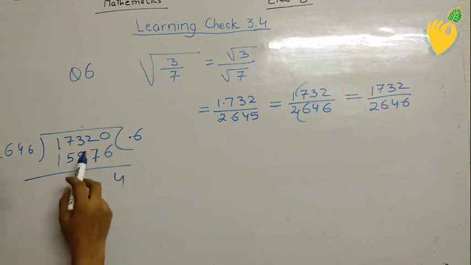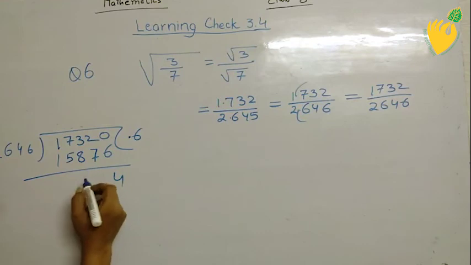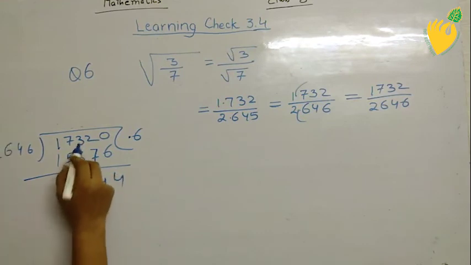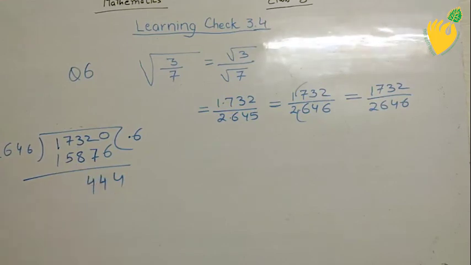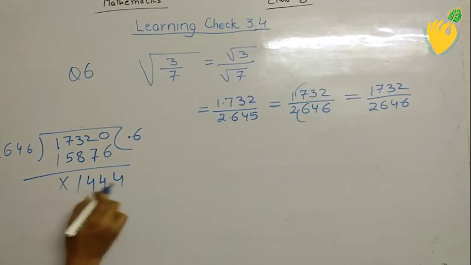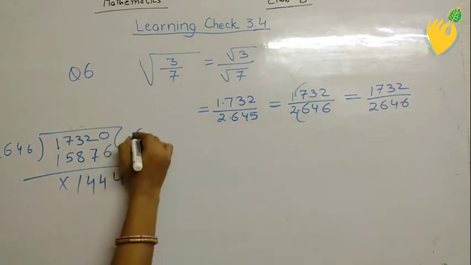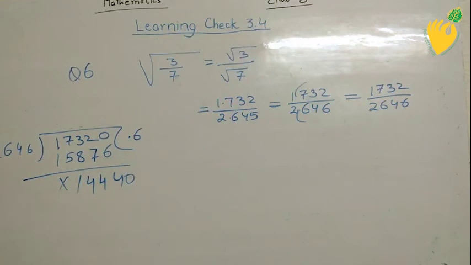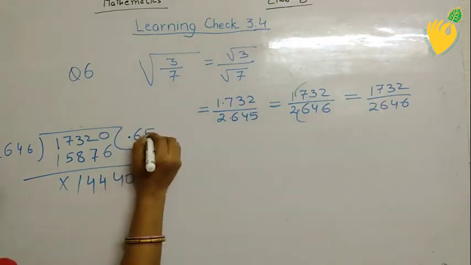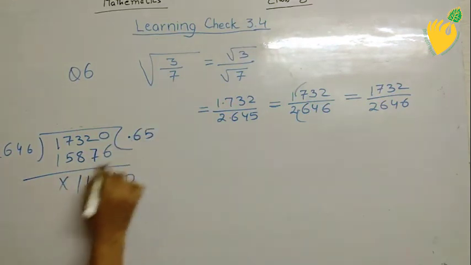10 minus 6 is 4 and 11 minus 7 is again 4. Now 12 minus 8 is 4 and 6 minus 5 is 1, and cross out this now. What is there? 1444, which is again less than 2646. You will again increase 0. A decimal is already there, so we will increase only 1 0. How many times will it go? I think it will go 5 times, students.